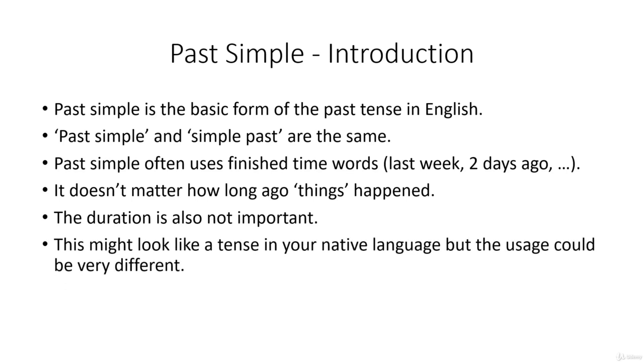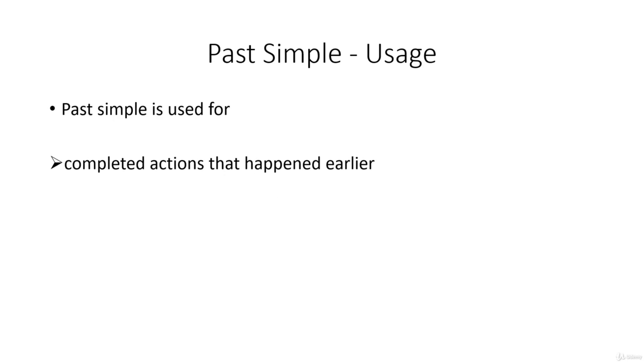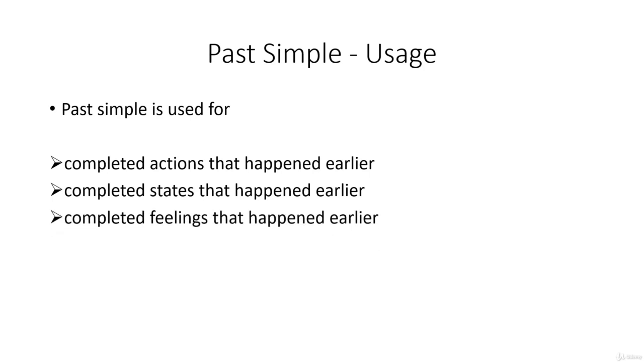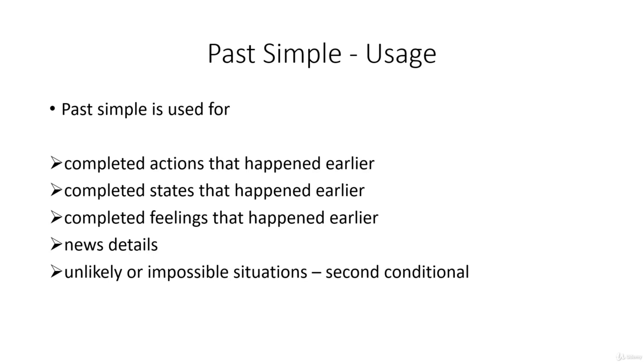And the simple past might look like a tense in your native language, but be warned that the usage could well be different. We use the simple past in English for completed actions that happened previously, or completed states that happened previously, or completed feelings that happened previously. For news details, for unlikely or impossible situations where we use the second conditional, and for reported speech.